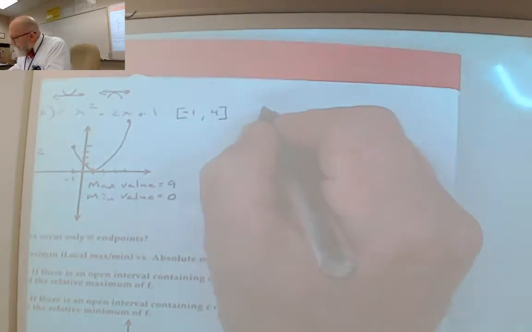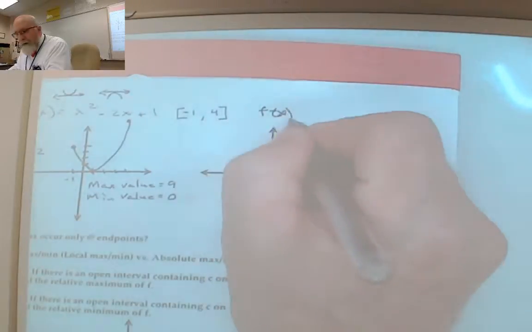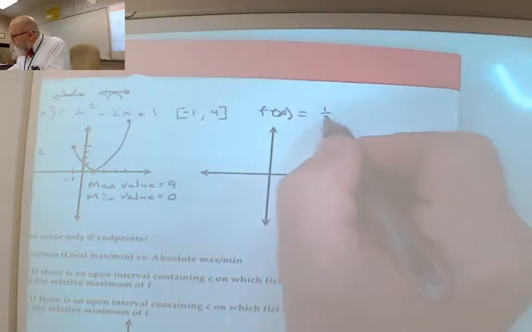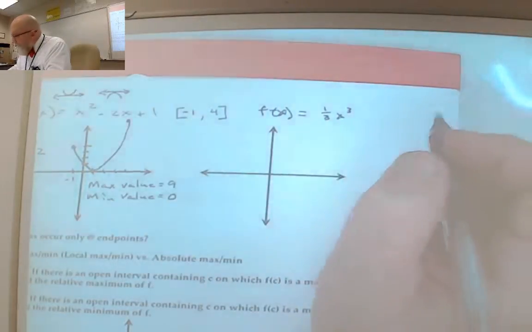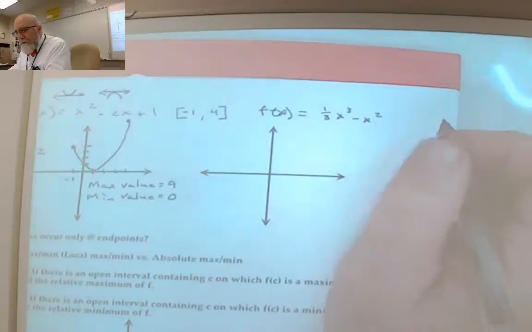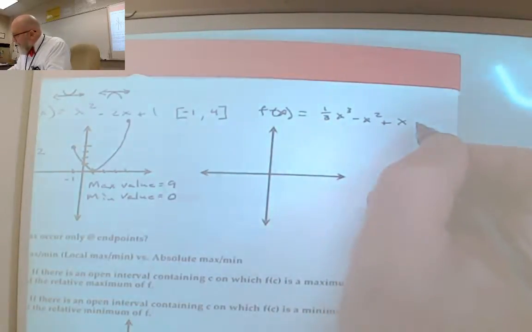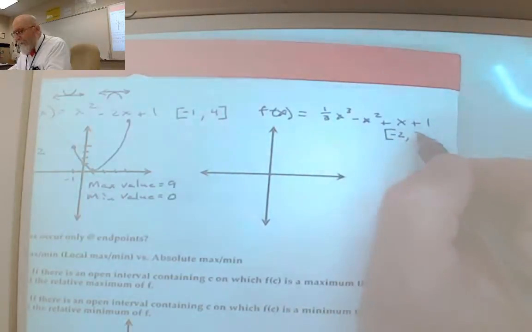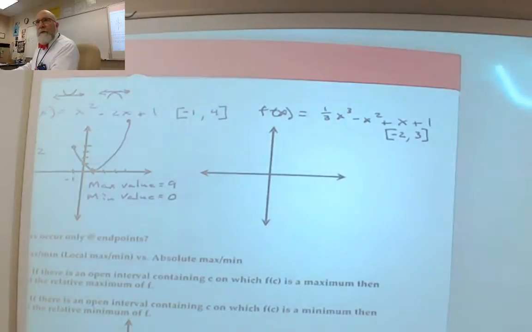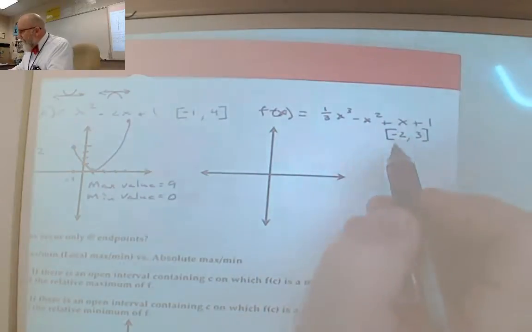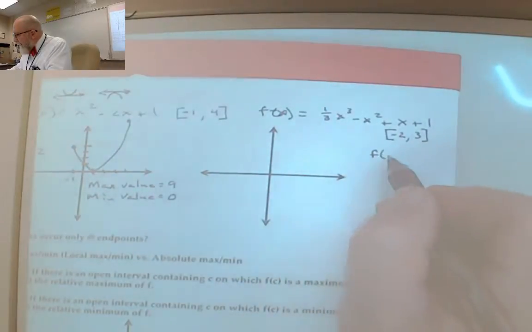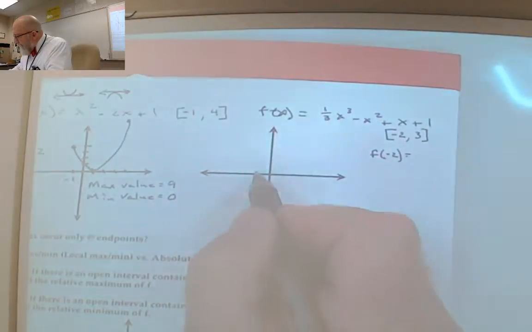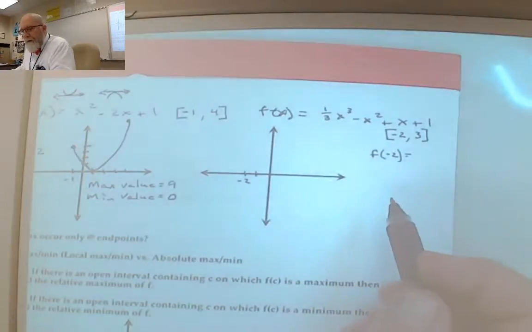F of x equals 1/3 x cubed minus x squared plus x plus 1 on the interval -2 to 3. Notice this is a closed interval. So what I'm doing is really the extreme value theorem. The first thing I'm going to do is figure out what f of -2 is. So I'm going to mark this. Here's where a is -2. What do I get if I plug -2 into there?